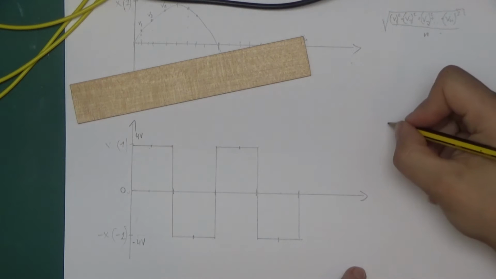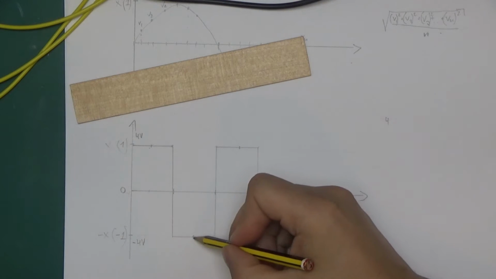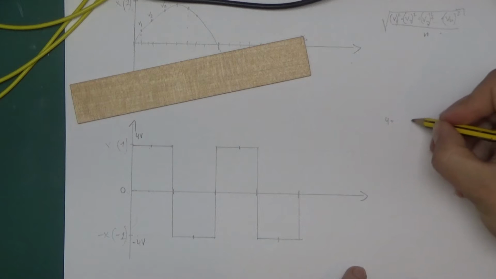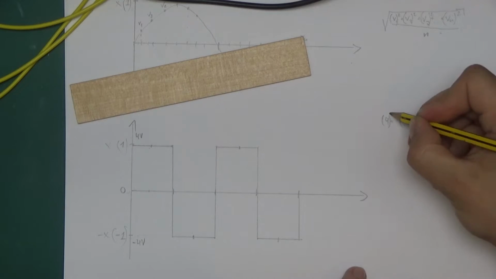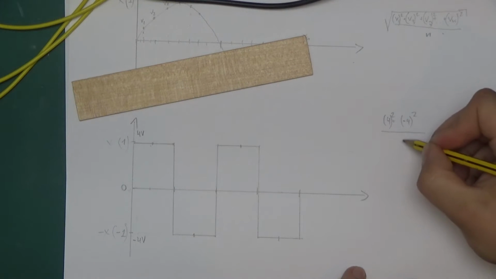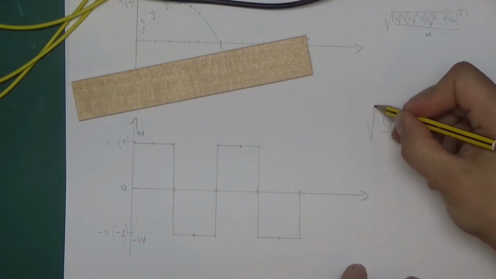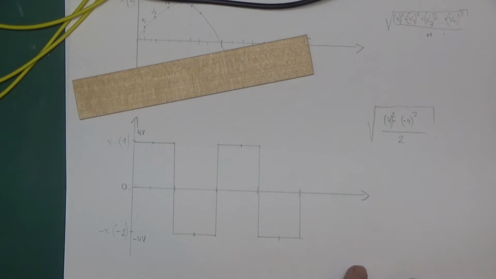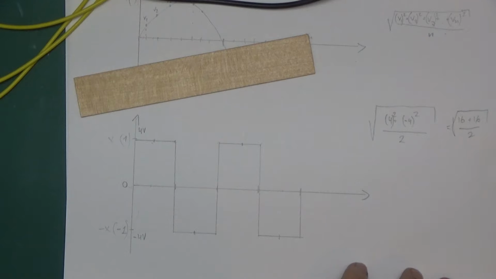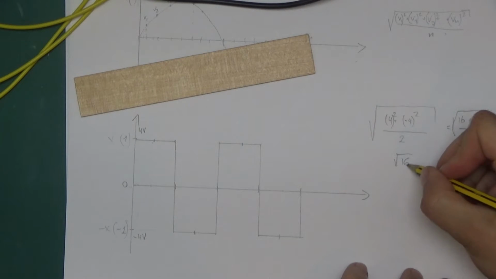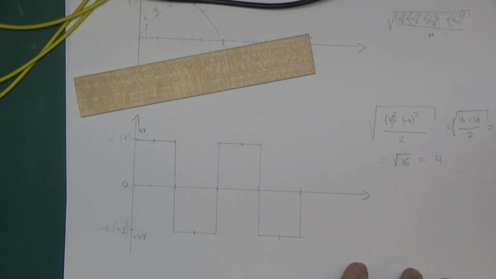Here we've got 4 volts, and here we've got minus 4 volts, and we square them. We've got 2 measurements, so we divide it by 2 and take a root out of that. That's 16 plus 16 divided by 2, root, so that's 32 divided by 2, so that's a root of 16. So that's 4, and that would be the RMS value of a symmetrical square wave.